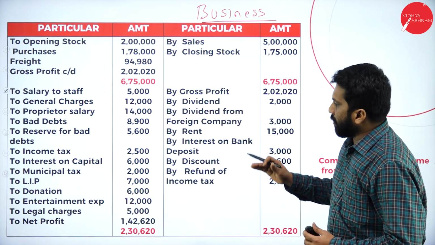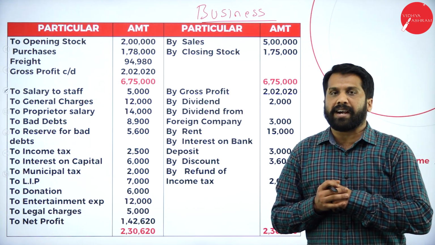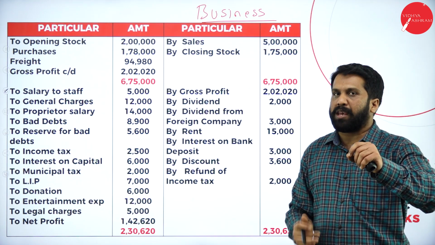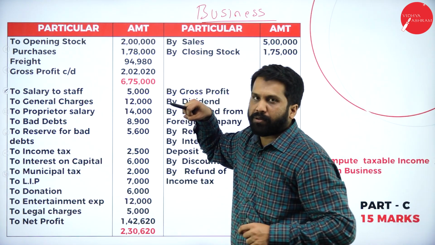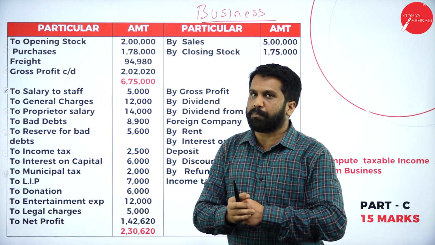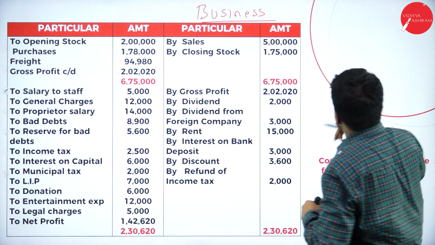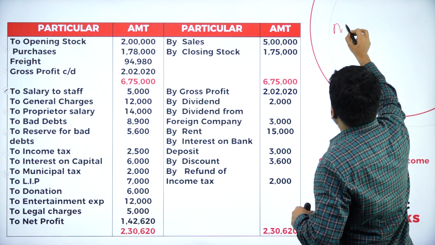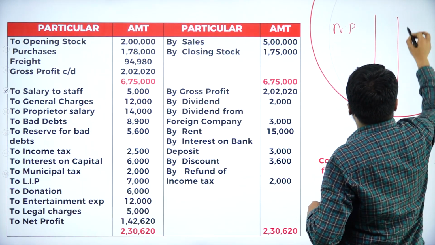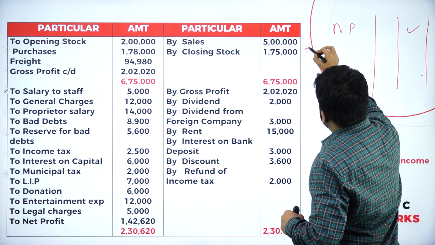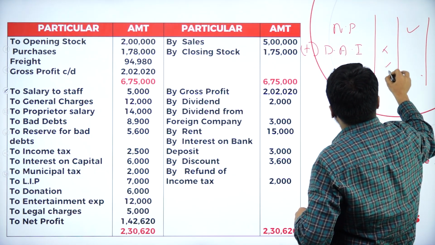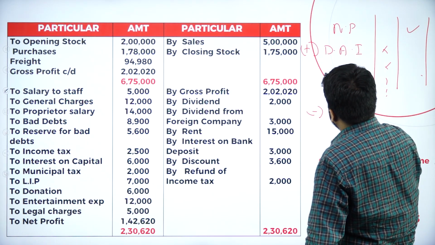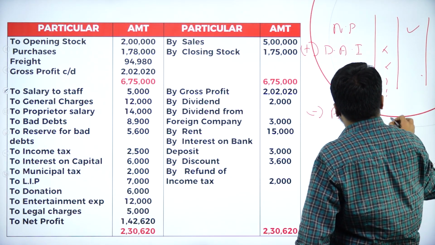Now, how do we go for this? What are the disallowed items? If you have pen and paper, please write down which are the things we have to take. Again, I'll tell you the format. Format is simple. You will write net profit, add disallowed items, minus allowed items.